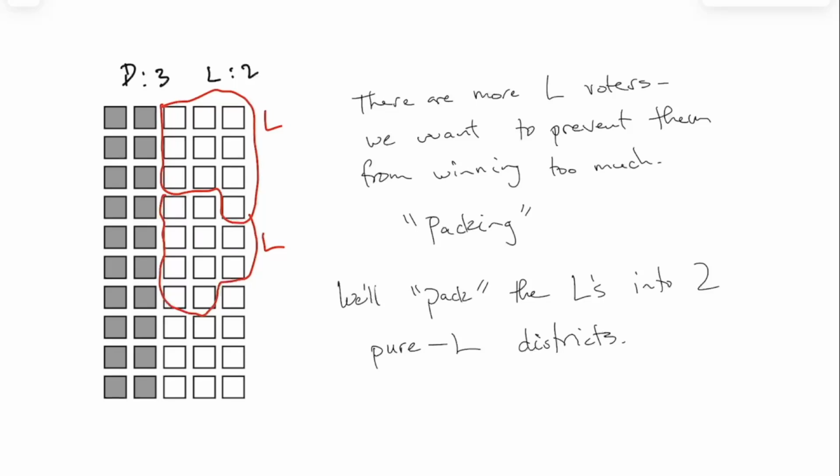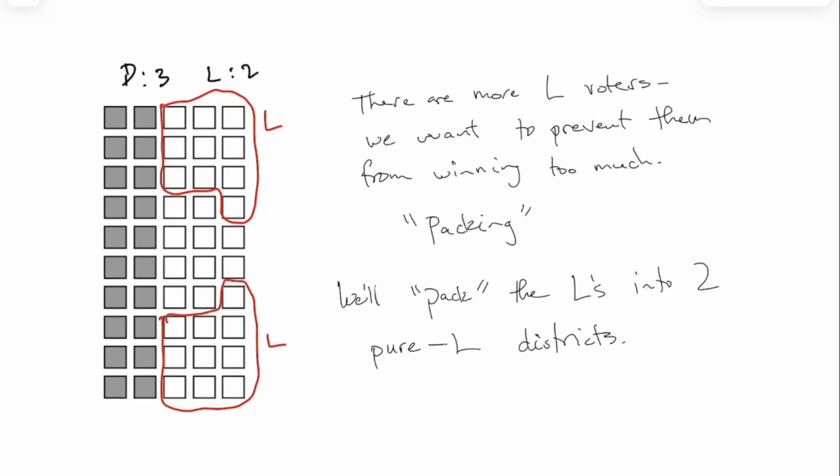That's called packing. And then I'm going to draw the remaining districts so that the L's can't win any of them. And hopefully, you know what, I'm just looking at my picture at the moment. Can I change my mind? Sorry, I know this is a pain. Yeah, the geometry doesn't quite work out. You will see when you're doing this on the homework, this sometimes requires a little bit of trial and error. I'm going to put it down here. You'll see why in a moment.